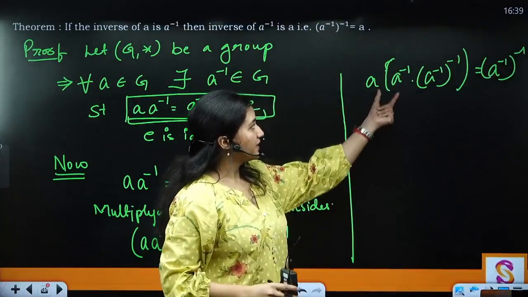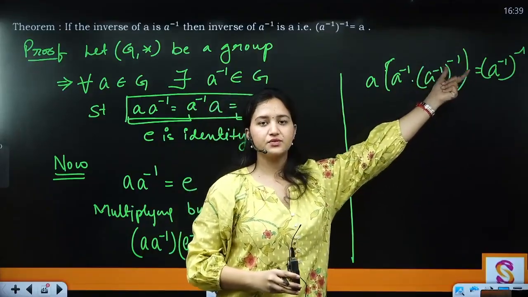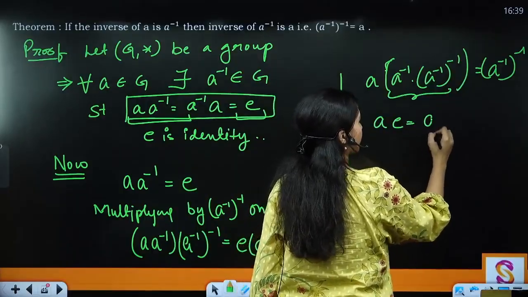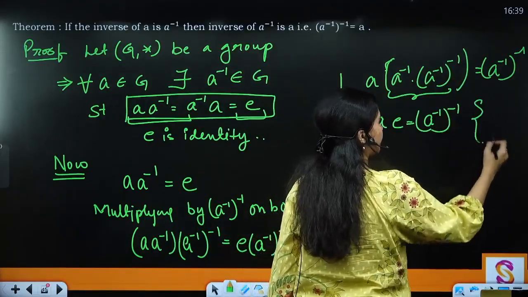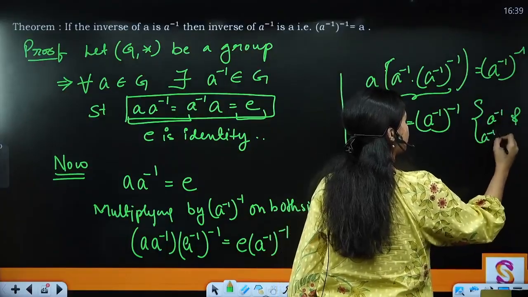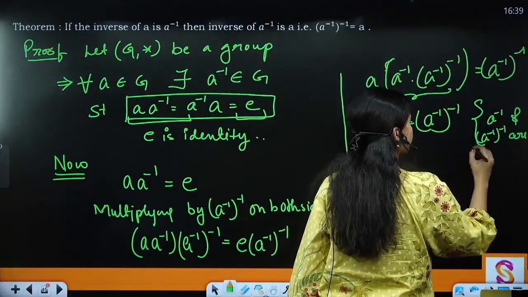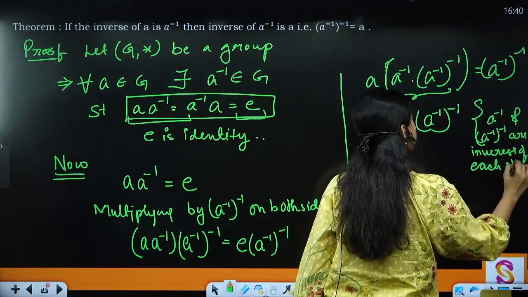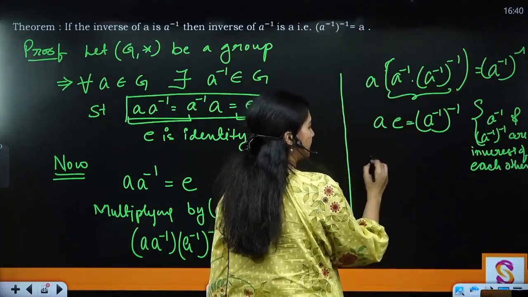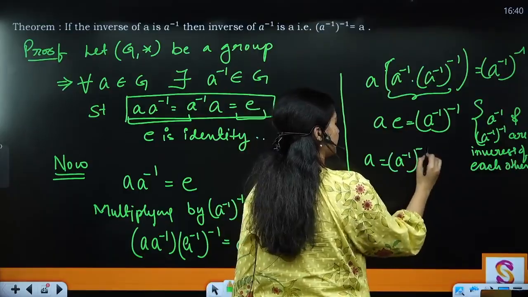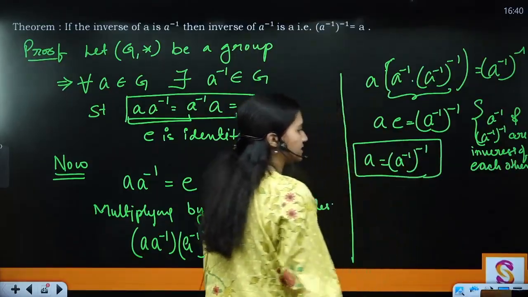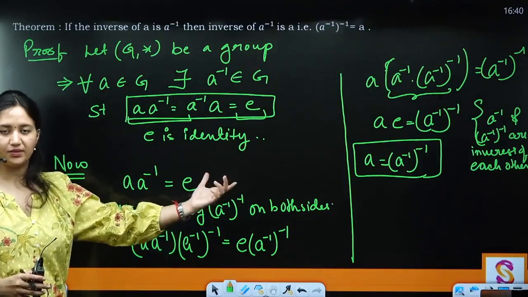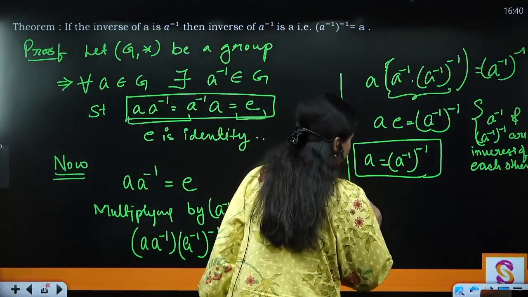Now pay attention. A inverse and A inverse inverse. So what is it going to be? It is eventually going to be E, right? Why? A inverse and A inverse inverse are inverses of each other. So this is going to be A equals A inverse inverse, which right from the start we wanted. So the value of A inverse inverse is going to be A only. So यहाँ पे you can write hence.